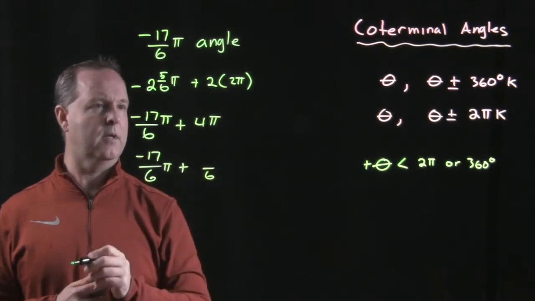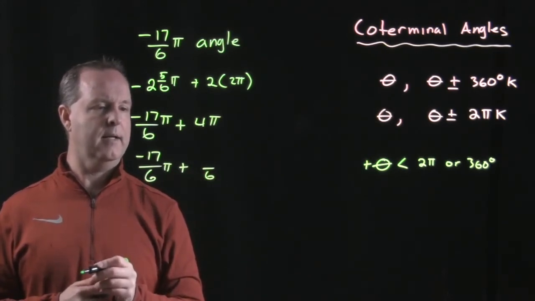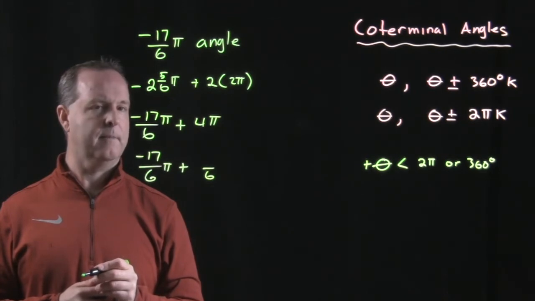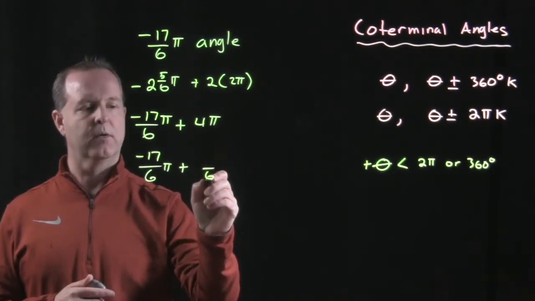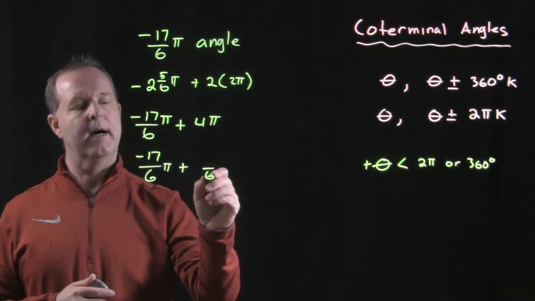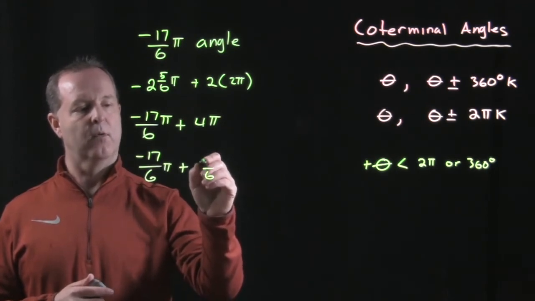No, I did something wrong, didn't I? 4 pi over 6. What am I not seeing? Oh, it's over 12. Sorry. 12, 24.